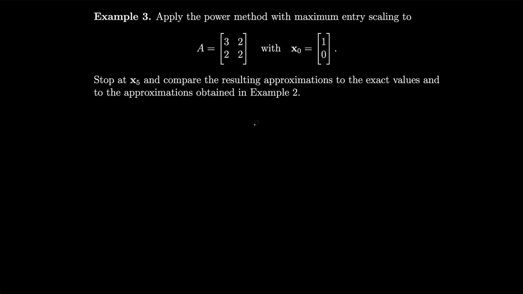So let's first write out what Ax0 is. So that's [3, 2; 2, 3] times [1, 0], which is [3, 2].